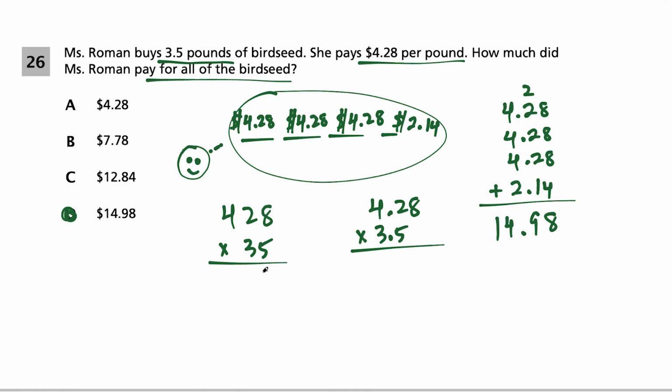So I do 5 times 8 is 40. I carry the 4. 5 times 2 is 10, plus 4 is 14, carry the 1. And then we have 5 times 4 is 20, plus 1 is 21. And now I put a placeholder. I have 3 times 8 is 24.